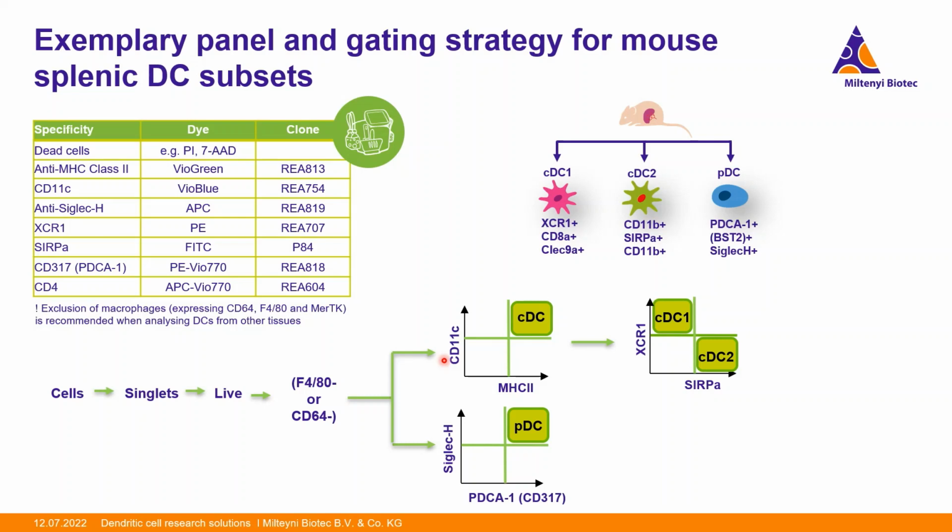So the conventional DCs show high levels of CD11c and MHC class II expression, and can be divided into two major subsets: XCR1-expressing cDC1 and SIRP-alpha, or CD11b, expressing cDC2. The plasmacytoid DCs usually express an intermediate level of CD11c, thus Siglec-H and PDCA-1 staining is recommended to facilitate more precise gating.